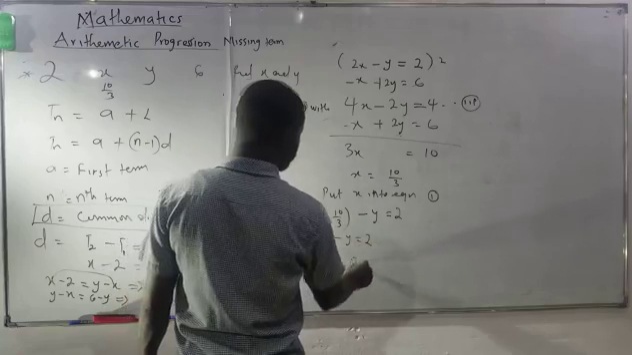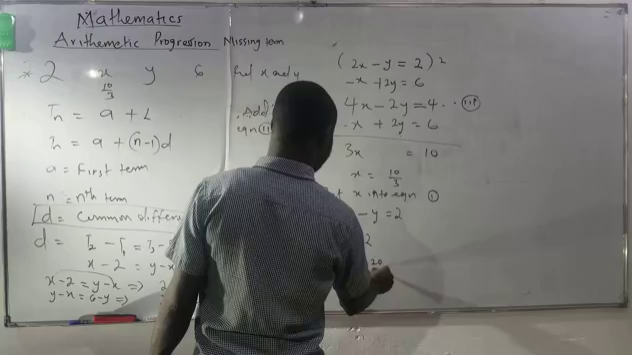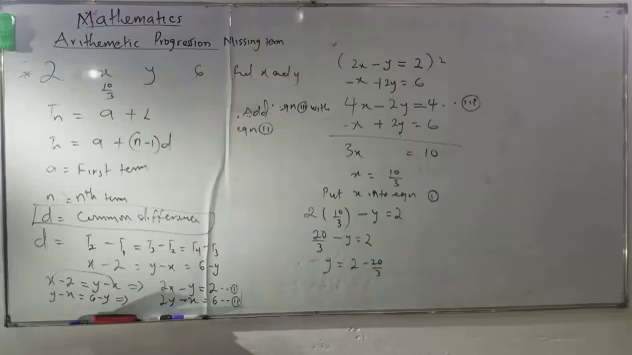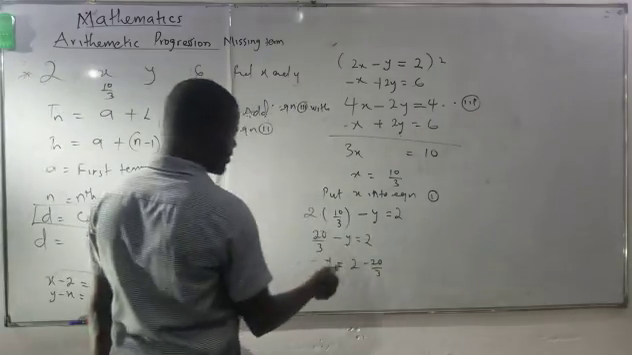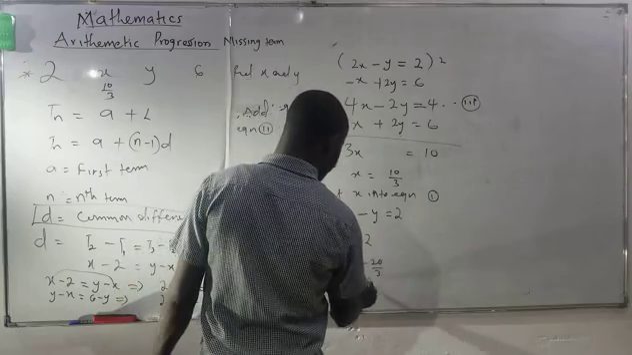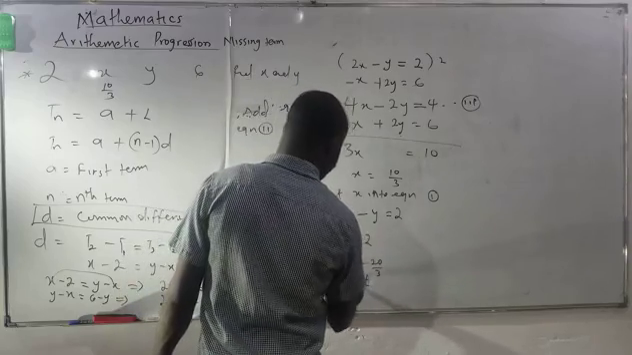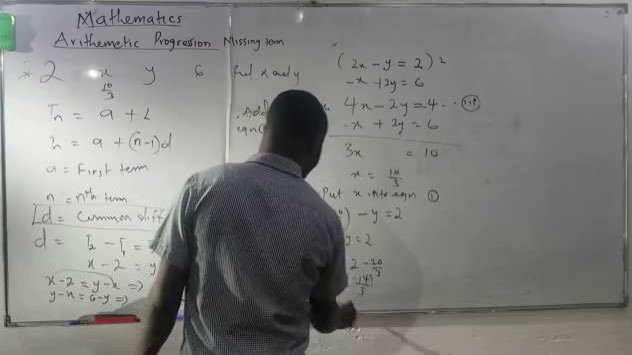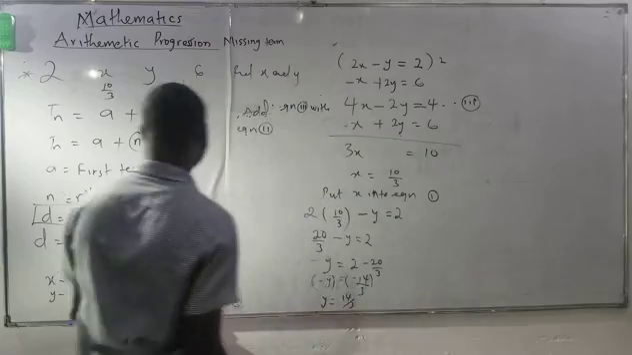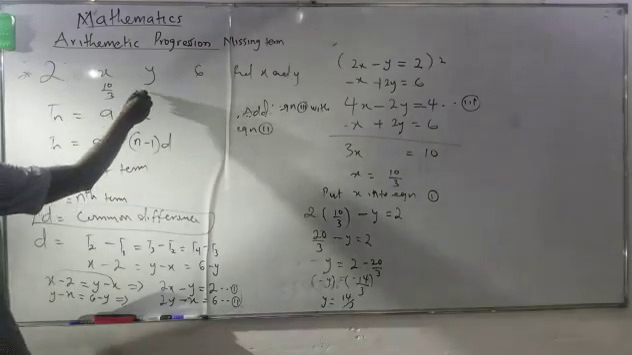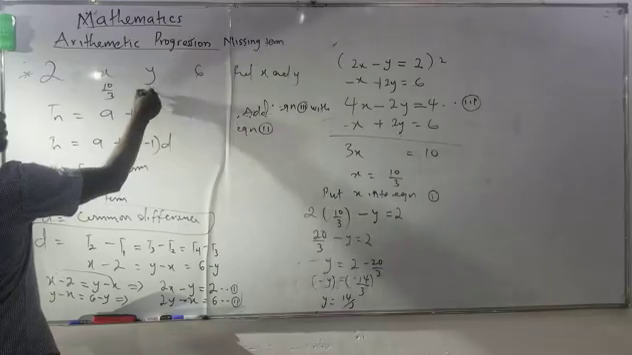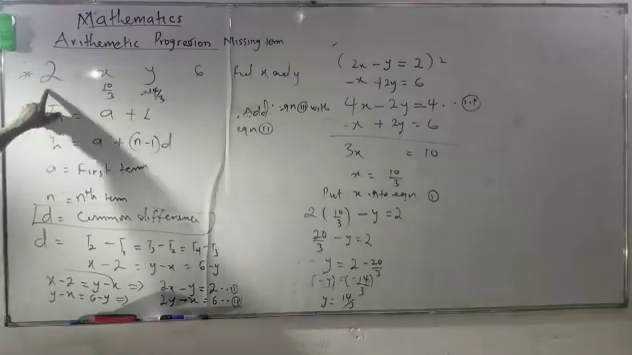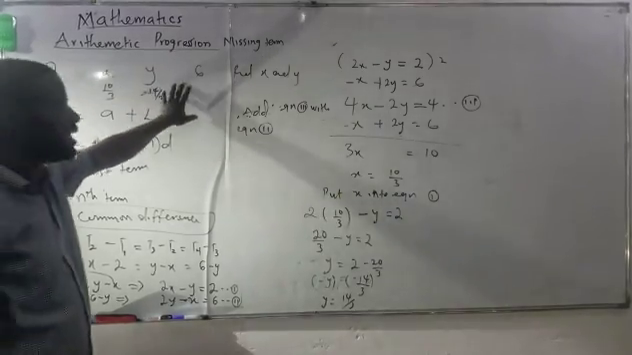So minus y equals 2 minus 20 all over 3. Now, this one will be 6 minus 20, that'll be minus 14 all over 3. Now, I can multiply both sides by minus 1, which will be y equals 14 all over 3. That is all about that. Can you see? First term, second term, third term, fourth term.